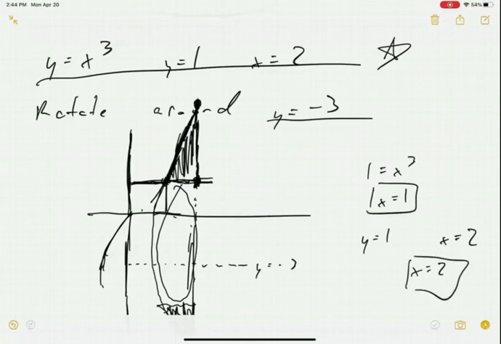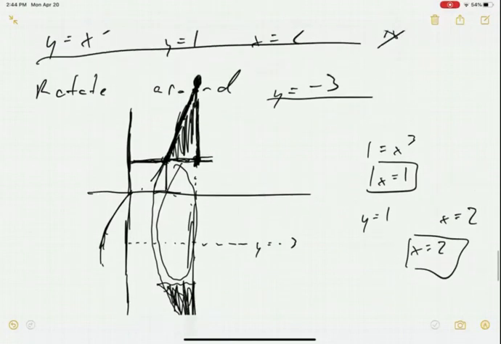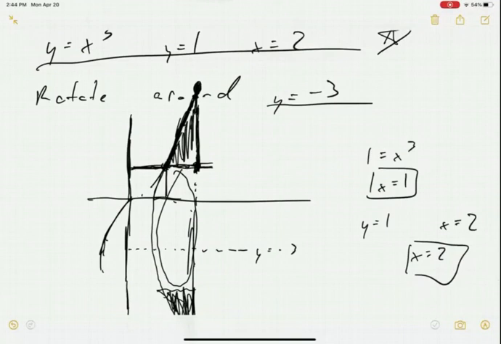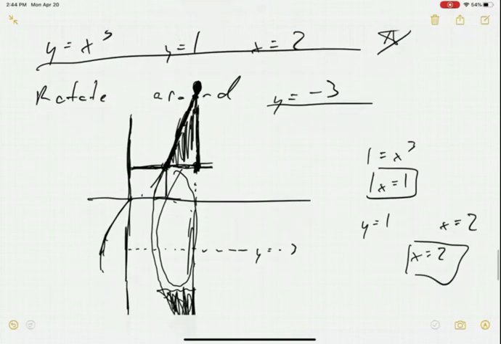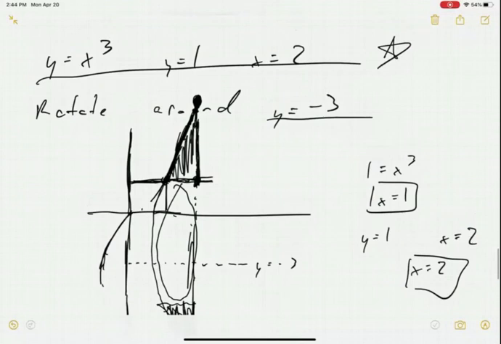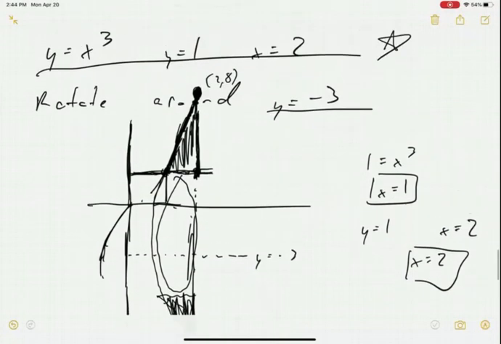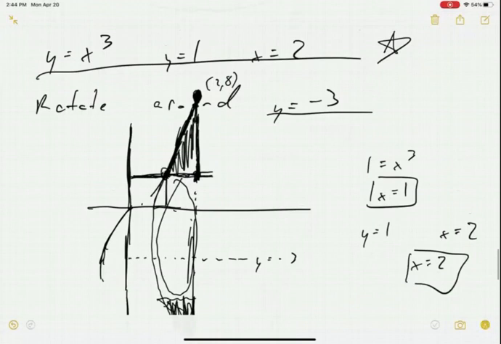And what about where these curves meet? This is where the line x equals 2 hits the curve y equals x cubed. How do I figure that out? The x value of this point has to be 2, so I just plug 2 into that curve. We don't even really need this, but if we wanted to, we could figure out this is the point (2, 8). So now I know all the bounds of my region.